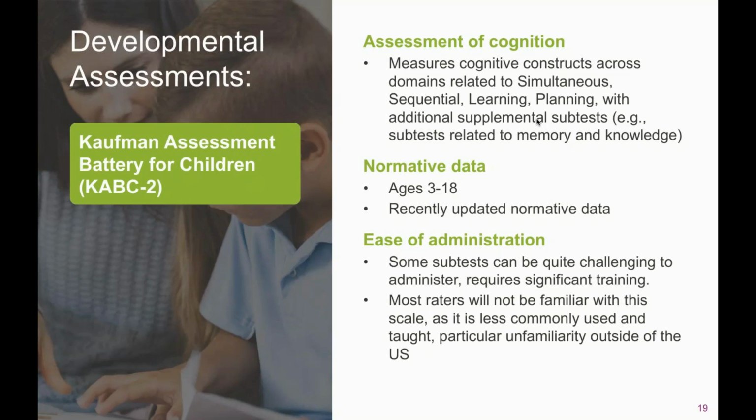One important point to consider in clinical trial use is some of the subtests from the KABC can be quite challenging to administer and require more training than for the Wechsler scales. And also, outside of certain indications, and particularly outside of the United States, raters will be less familiar with this scale. It's less commonly used than the Wechsler scales.